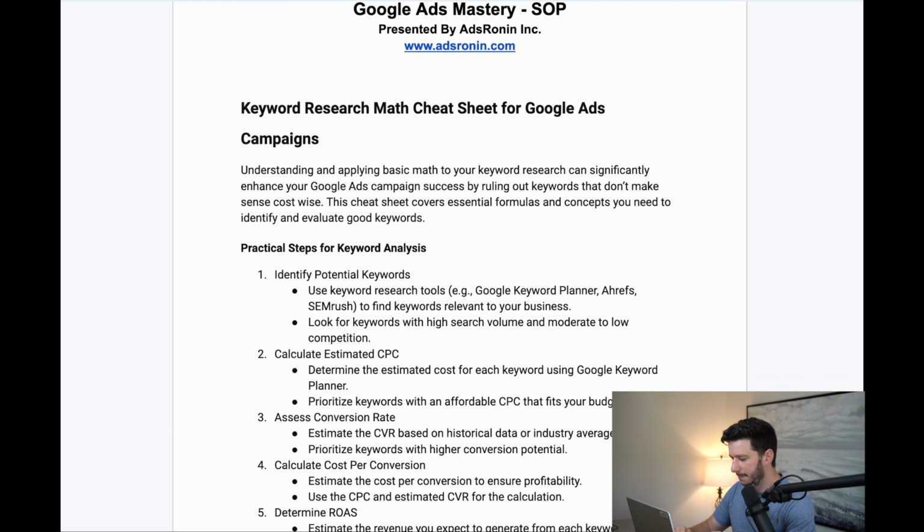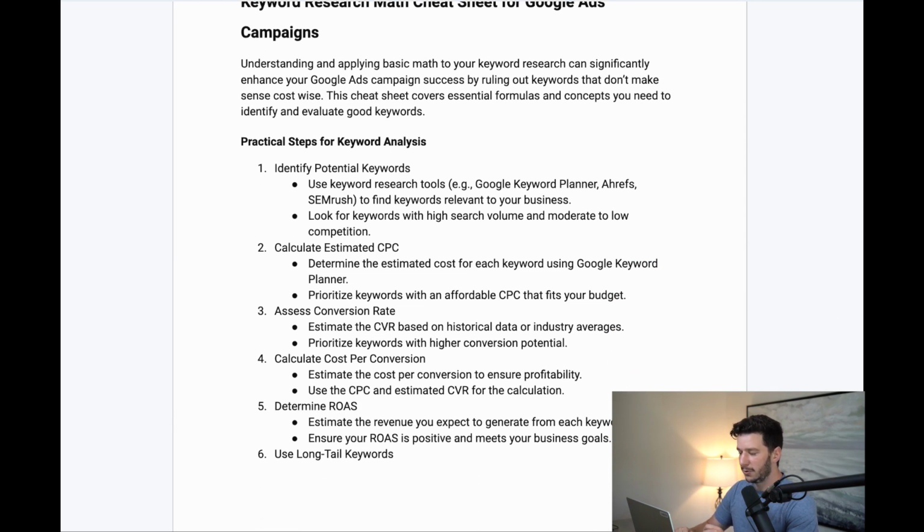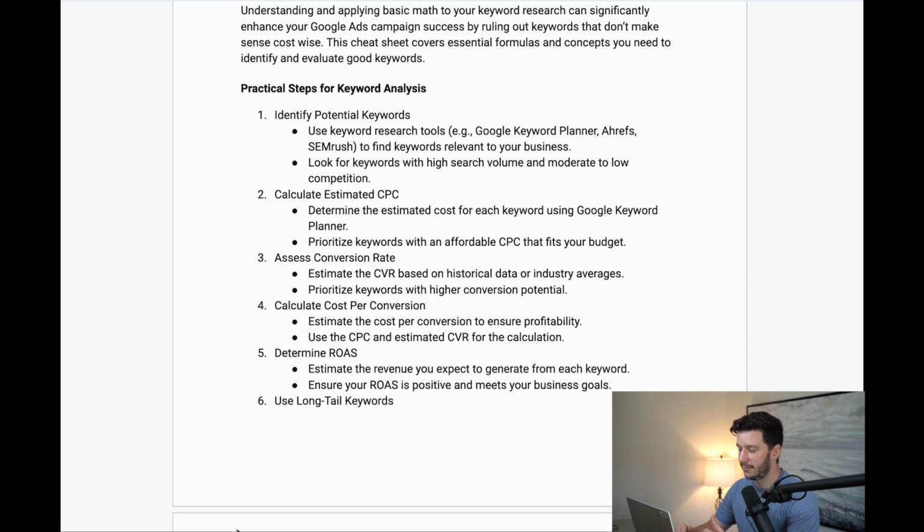So going into here, as we can see, I won't spend too much time over-explaining all of this, but the practical steps are going to be, one, identifying potential keywords. You can use certain keyword tools. Most of the time we're using Google's internal Keyword Planner to figure out what keywords make the most sense. Most of the tools like SEMrush, SpyFu, whatever, are actually pulling data from the Keyword Planner anyway, so better to get it from the source.